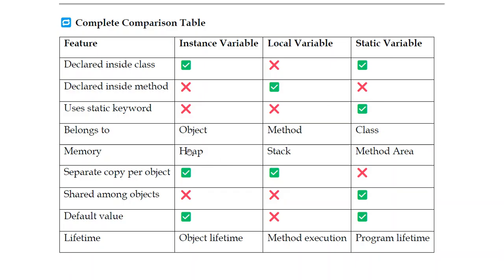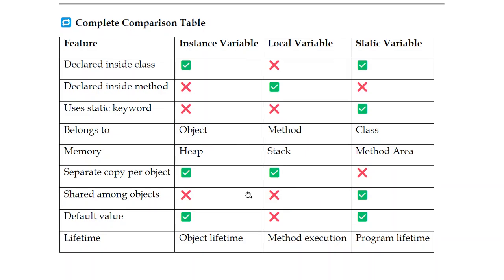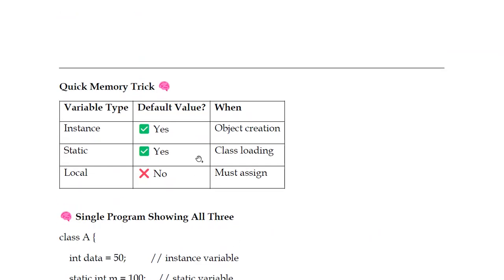So an instance variable is stored in heap memory, a local variable is stored in the stack, and a static variable is stored in the method area. The lifetime of an instance variable is its object's lifetime, a local variable's is its method execution, and a static variable's is the program lifetime. This is all important. Default values are applicable for instance and static variables. Those are important interview questions. Shared among all objects means static alone. A separate copy per object means instance and local variables. Default values are given at object creation for instance, and at class loading for static. There is no default value for local.